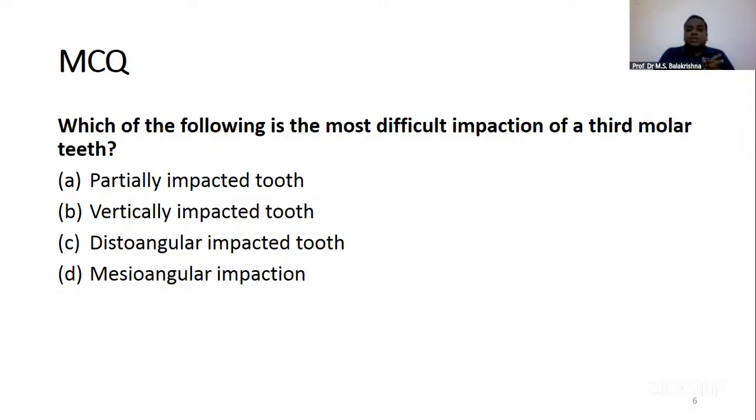Coming to next question. Which of the following is the most difficult impaction of a third molar teeth? Again, same thing. It's a modified version of our previous discussion. Partially impacted tooth, you can take it out. Vertically impacted, it's very easy. Mesioangular, it's again the easiest and the most common. The most difficult is distoangular impacted tooth. Again, it was a repeat of the previous question, only the applied aspects are different.